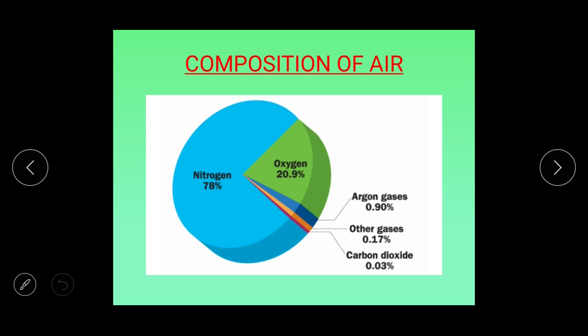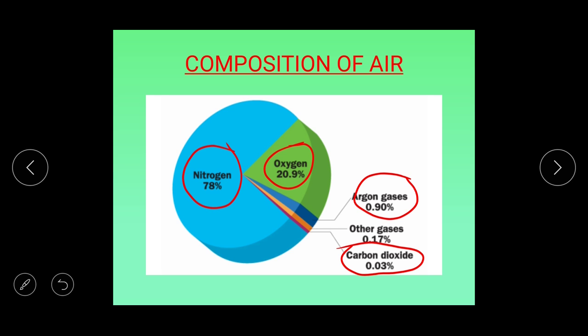Here, the composition of air and its percentage is represented in the pie chart. The nitrogen in air is 78%. The oxygen in air is 20.9%. Argon gas in air is 0.90%. Carbon dioxide in air is 0.03%, and other gases are 0.17%.